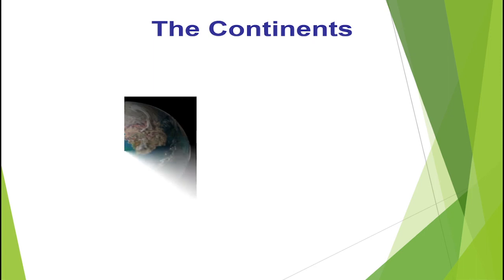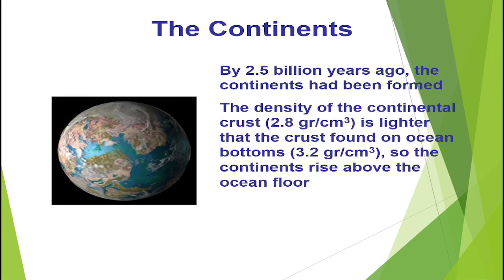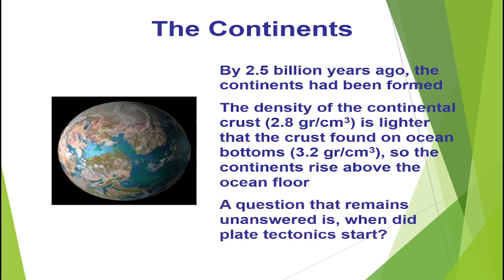By 2.5 billion years ago, the continents had been formed. The density of the continental crust, equal to 2.8 grams per cubic centimeter, is lighter than the crust found on ocean bottoms, equal to 3.2 grams per cubic centimeter, so the continents rise above the ocean floor. A question that remains unanswered is, when did plate tectonics start?